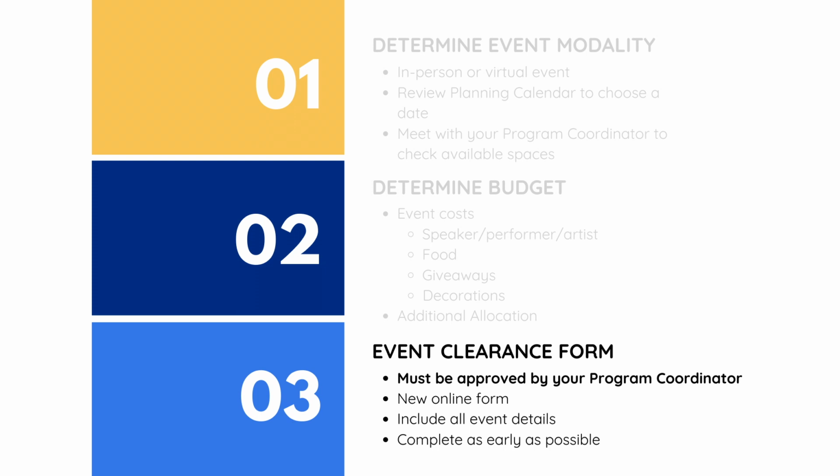Depending on the event, your program coordinator might need to complete an additional form for approval with the university. More often than not, this will be for any in-person events. This form needs to be approved by your program coordinator prior to requesting any contracts or promoting an event. We recommend that you complete the event clearance form 3 weeks or more in advance of your event. The earlier you fill it out, the better.